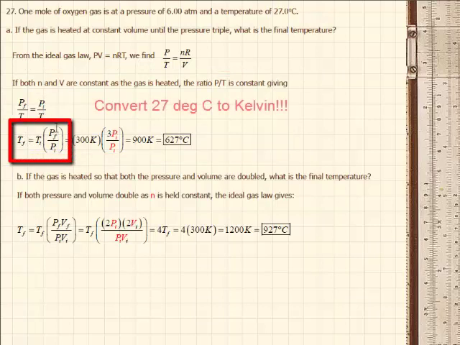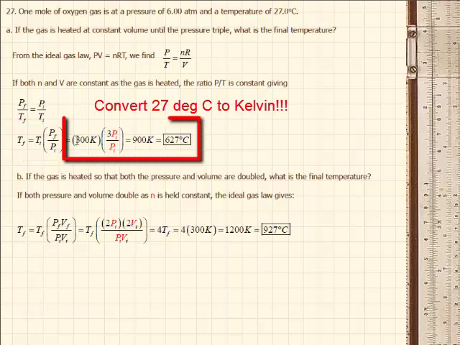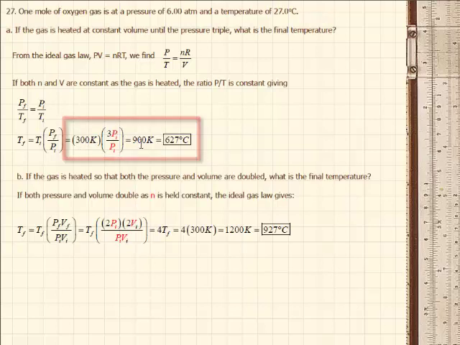Temperature initial times pressure final divided by pressure initial gives us a relationship now that we can put our values in. 300 Kelvin, and 3 times the pressure initial is our final pressure. They gave us that in the problem. Triple the pressure divided by the initial pressure. Of course, in this case, the pressure initials cancel out, and I'm left with 3 times 300 Kelvin and get a value of 900 Kelvin, or 627 degrees Celsius.